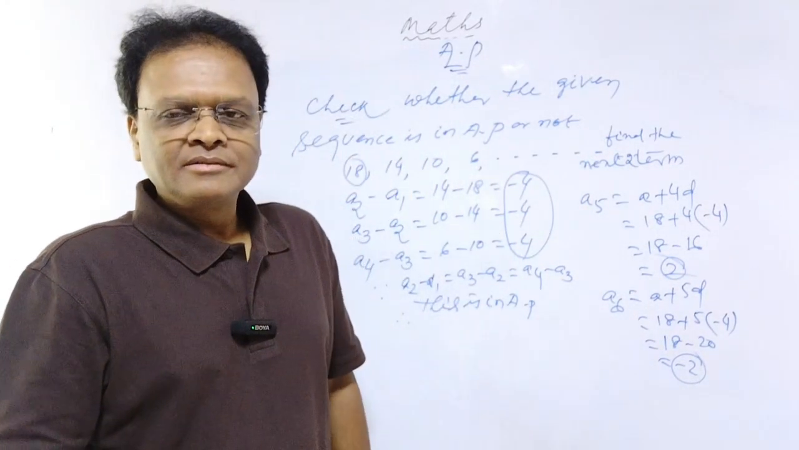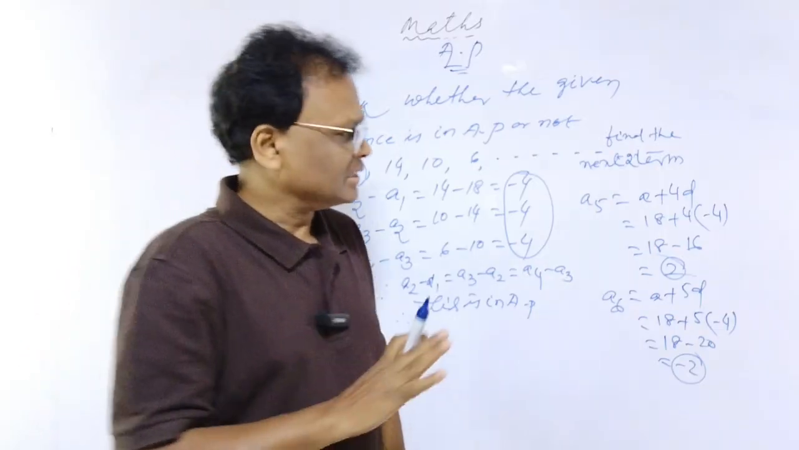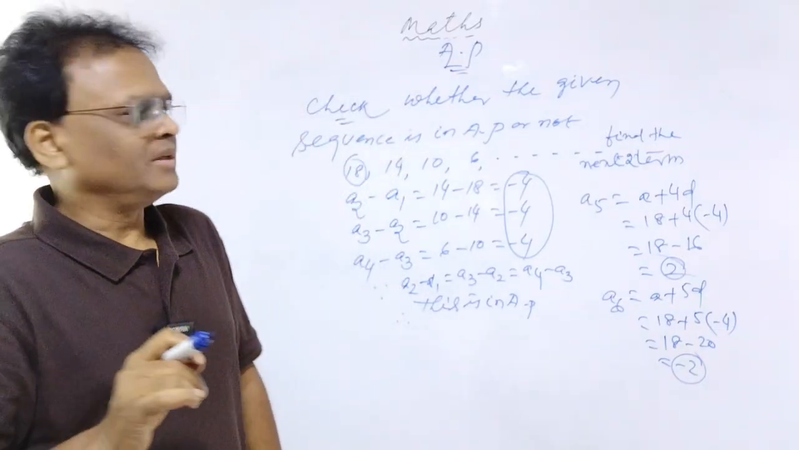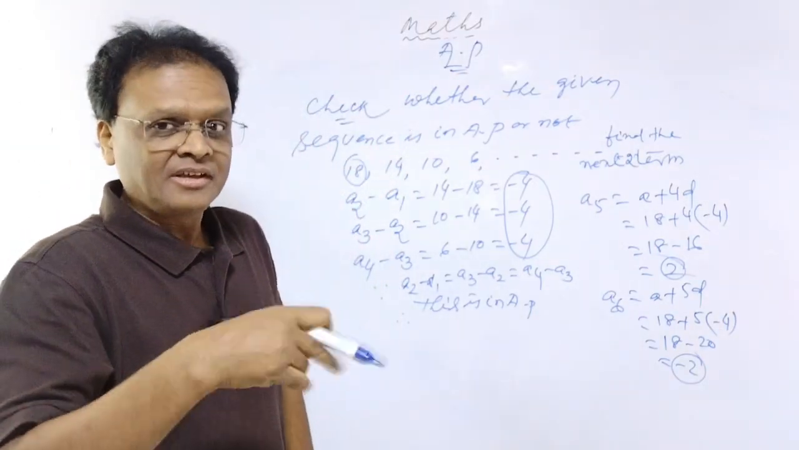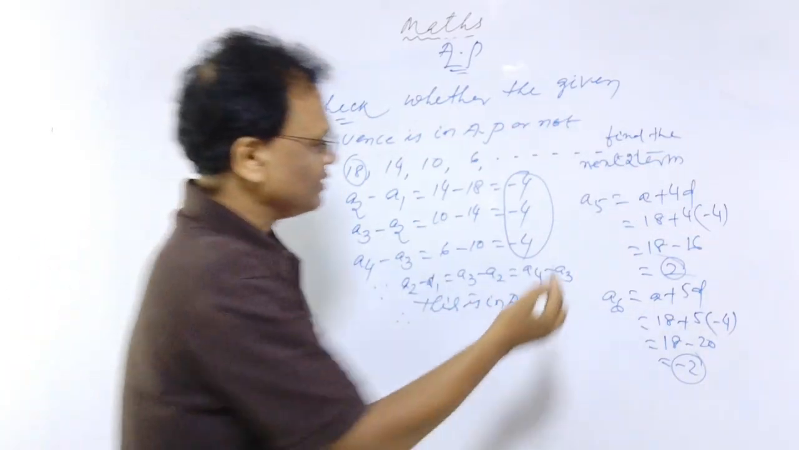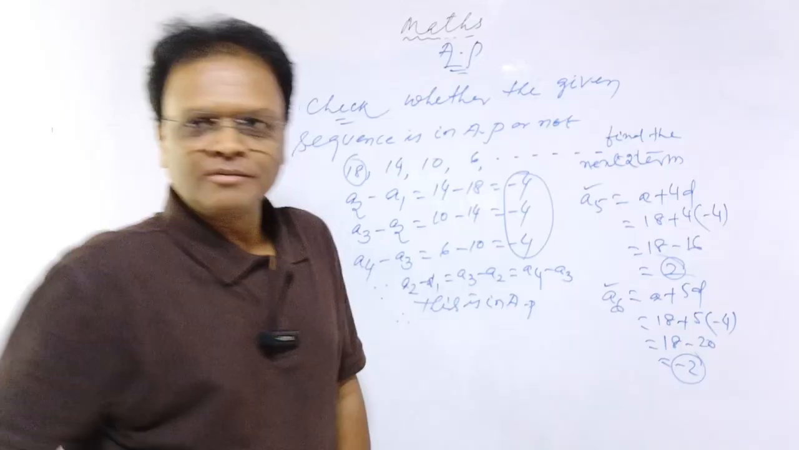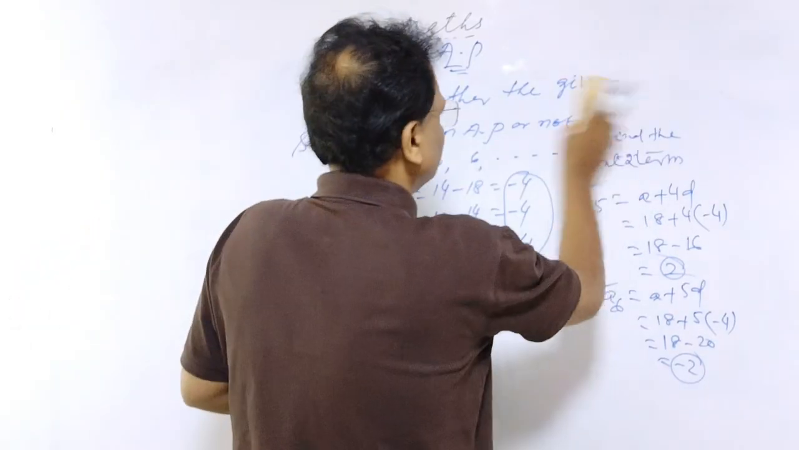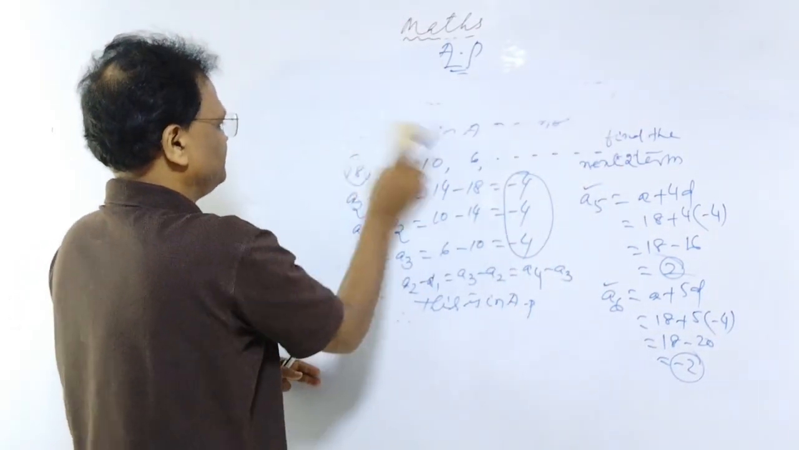So how to check? Clear? Find the common difference. If it is constant, then it is the AP. If he asks to find the next three terms, then after these three terms, just put the formula, get the answer. That's all. Now let's start the next question. Next, a different type of question.